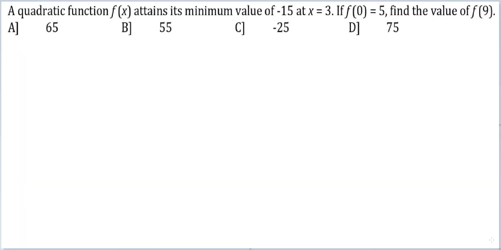Let's look at this question. A quadratic function f(x) attains its minimum value of minus 15 at x equal to 3. If f(0) is equal to 5, find the value of f(9).